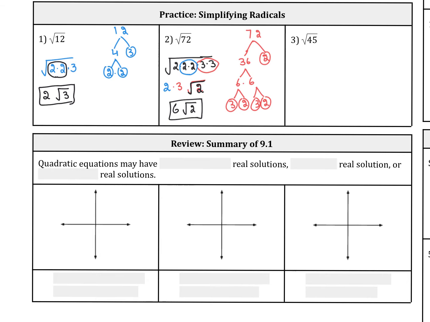Question number 3, I'm going to do it in a different way. I'm going to break this down as 9 times 5. And I can break the 9 further down into 3 times 3 times 5. Now what makes a pair is 3 times 3. So you take out one number from each pair outside of the radical symbol, and inside you're left with 5. So 3 square root 5 is your answer.